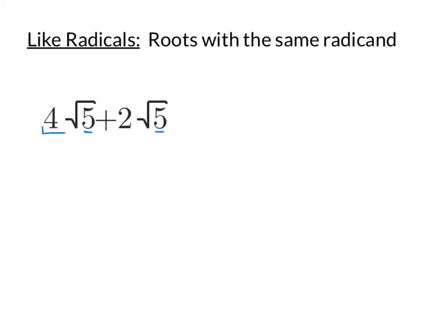The first term says I have 4 of these square root 5s, and then I'm going to add 2 more of those square root 5s. So altogether there's going to be 6 of those square root 5s. Notice we don't call that square root 10. We don't add them or multiply them together in any way. The only thing we deal with are the coefficients, the 4 and the 2.